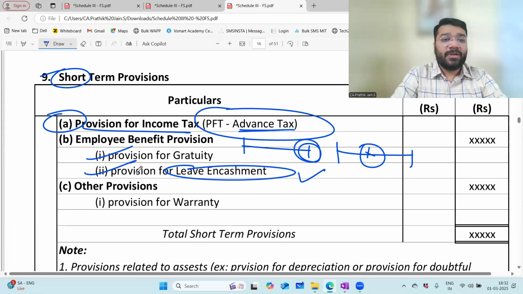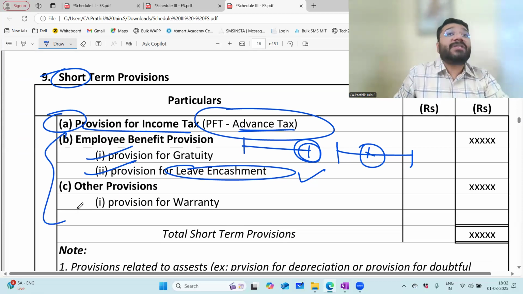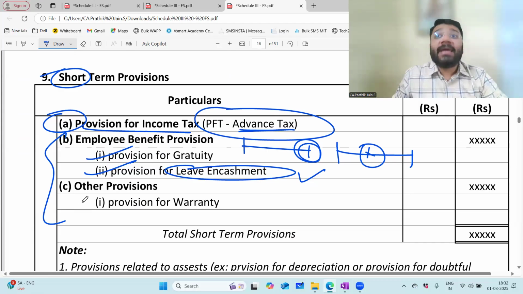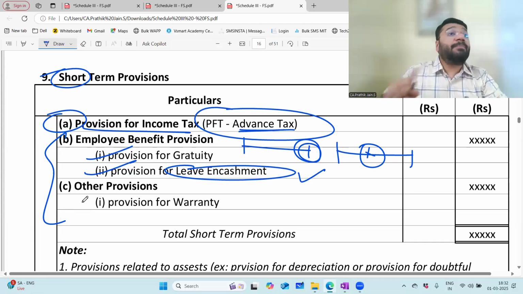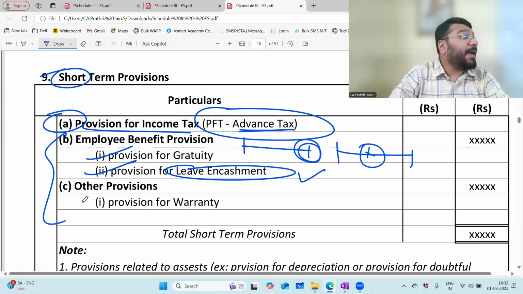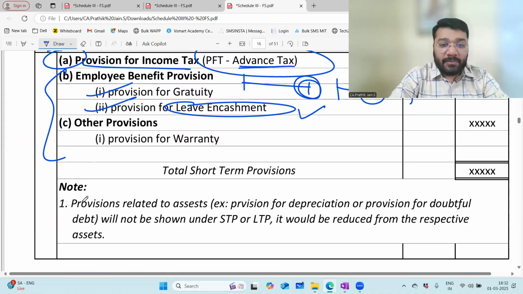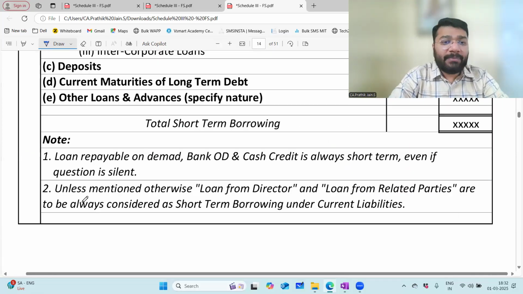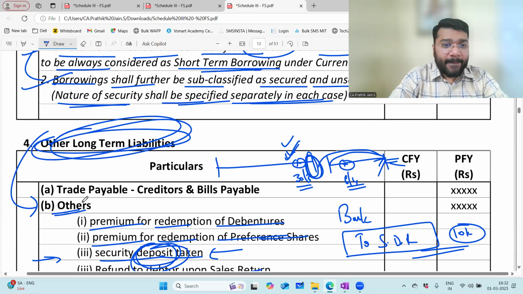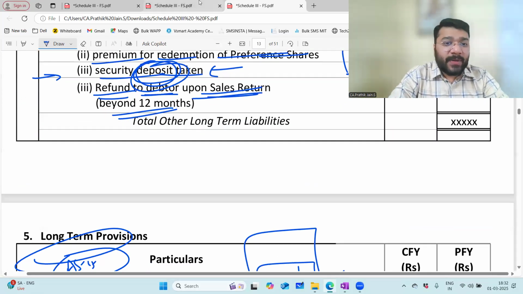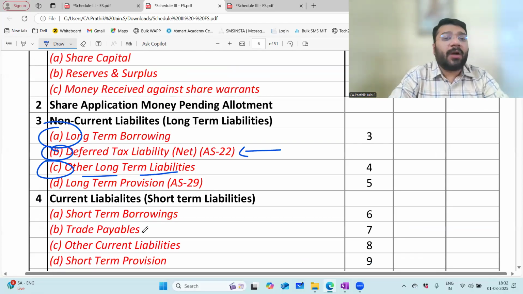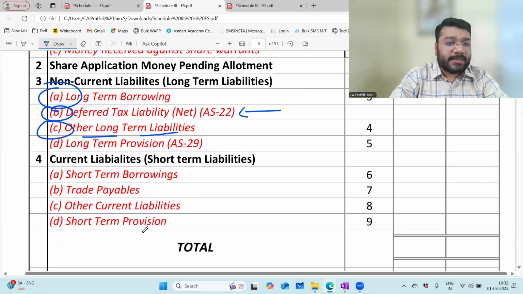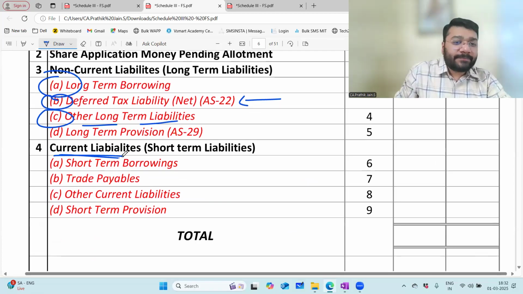So if any provision created is due for payment within 12 months of the balance sheet date, it is short-term provision. Any provision created which is due for payment beyond the benchmark date is my long-term provision. Any problem in this? Online people, any problem? No, sir. With this, we are done with the long-term liabilities, which are non-current liabilities. Can we go to current liabilities?